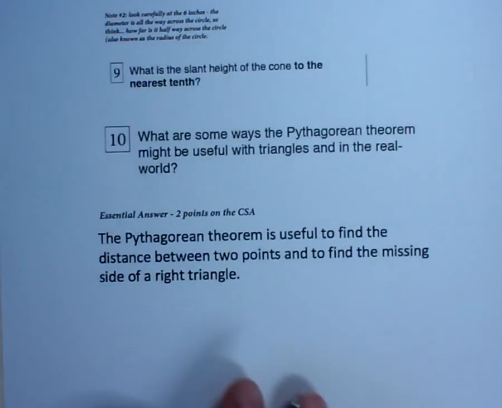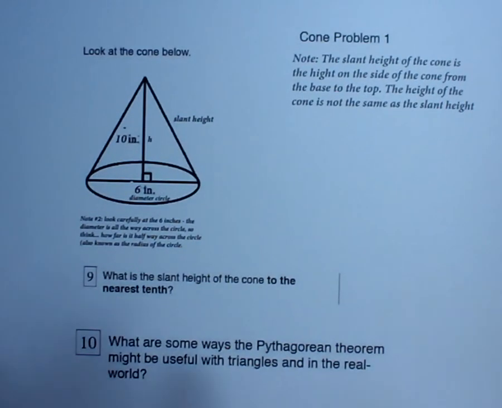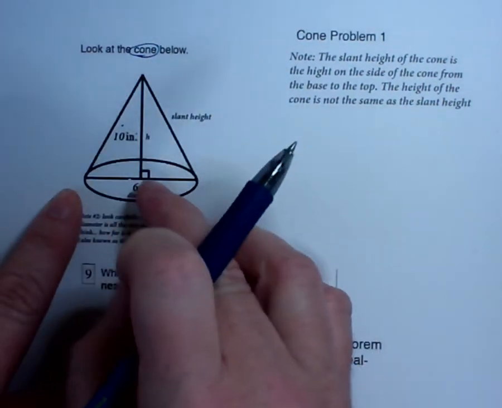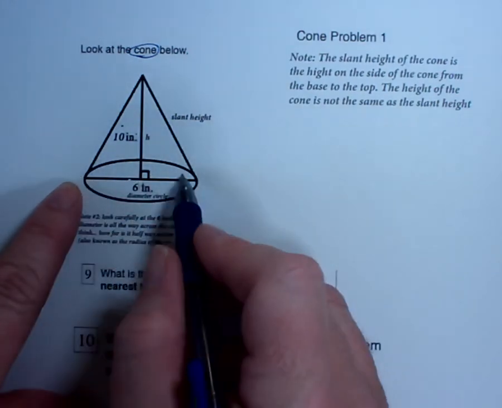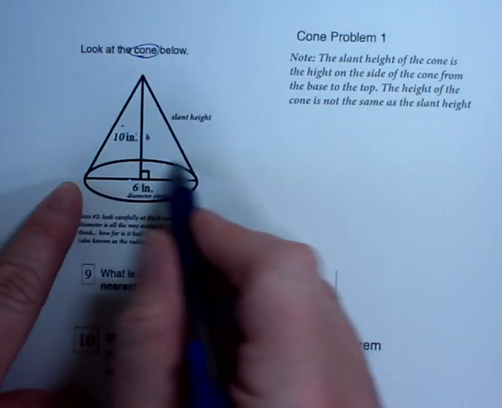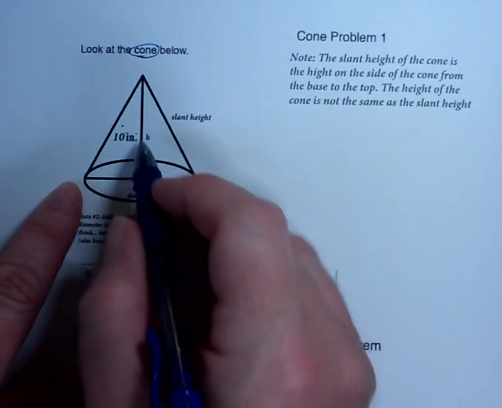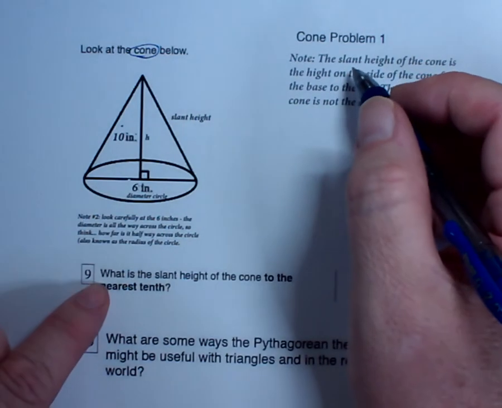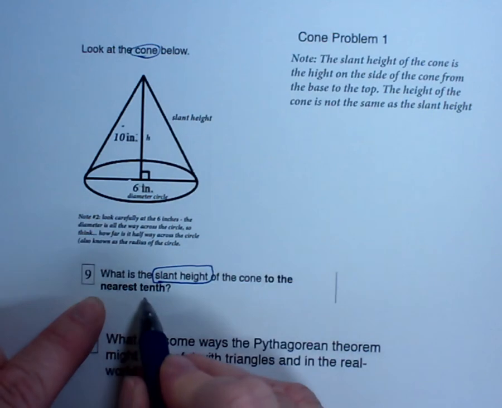And finally, number 9. So here we have an interesting situation. We have what is described as a cone. The cone comes to a single point at the top and comes down into a circle. So we're given some information here that the height of the cone is 10 and the distance across the circle is 6. And they said, find the slant height of the cone to the nearest tenth.